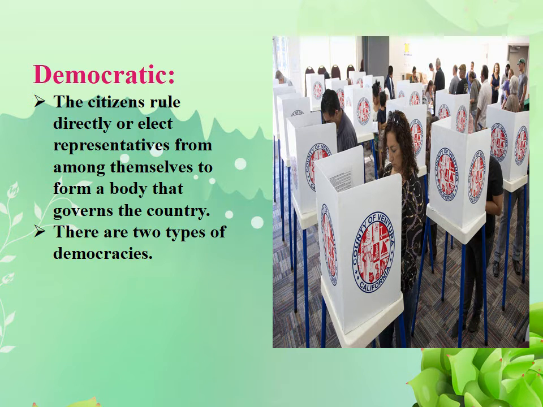Let me see what is democratic. The citizens rule directly or elect representatives from among themselves to form a body that governs the country. There are two types of democracies.